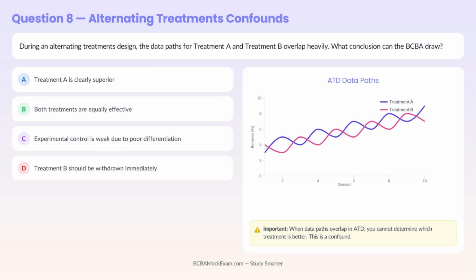Question 8. During an alternating treatments design, the data paths for treatment A and treatment B overlap heavily. What conclusion can the BCBA draw? A. Treatment A is clearly superior. B. Both treatments are equally effective. C. Experimental control is weak due to poor differentiation. D. Treatment B should be withdrawn immediately. This question is about how to interpret overlapping data paths in an ATD.